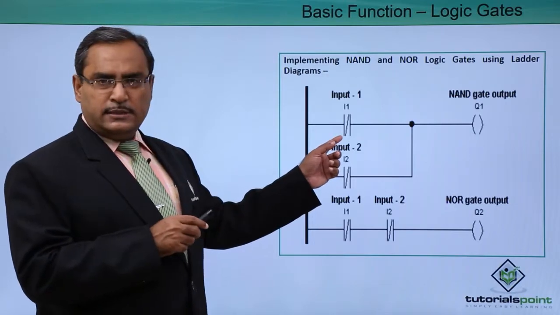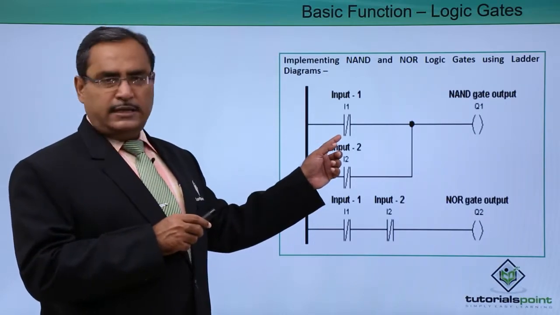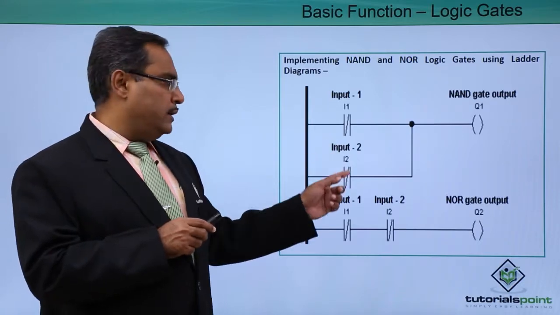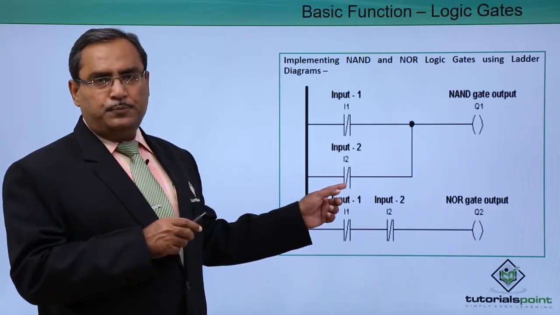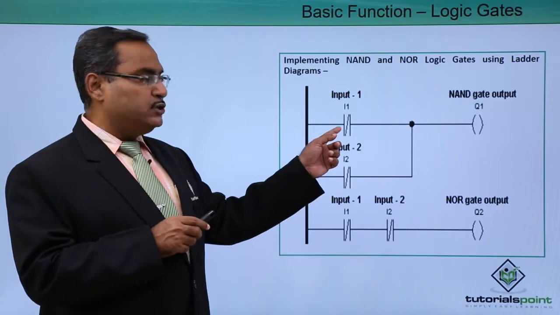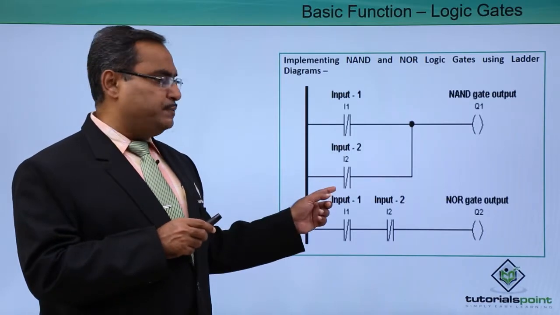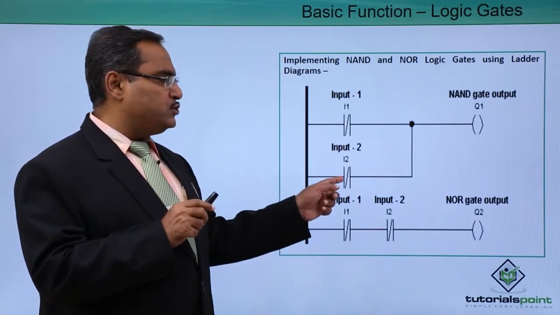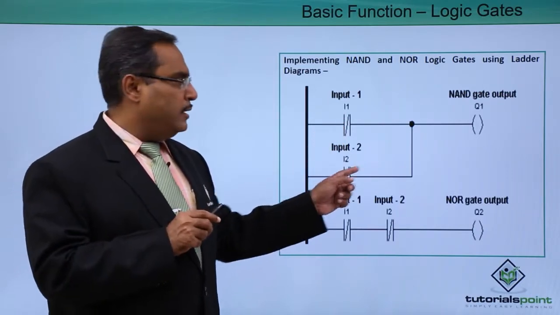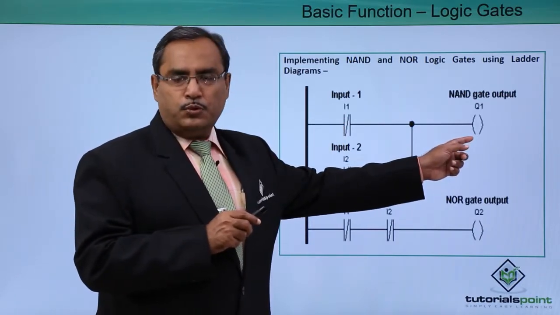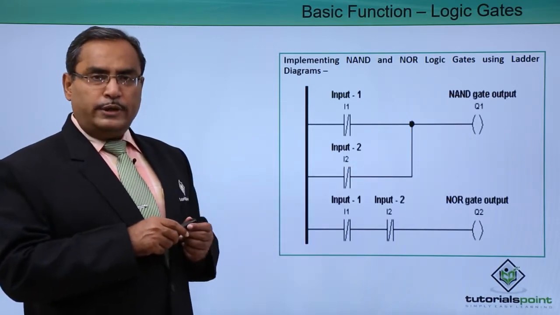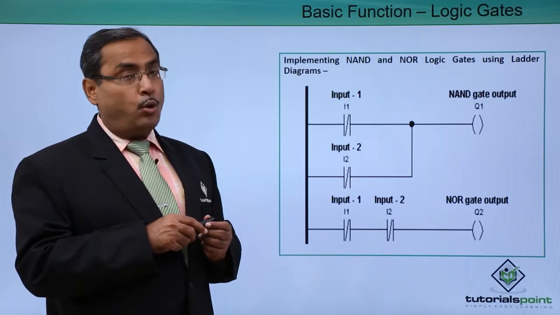A bar means I will be taking the NC, that is the normally connected, the break contact of input 1, and this is our break contact of input 2. This one is A bar, this one is B bar, but we need A bar plus B bar. That is why these two switches are working in parallel and this is our NAND gate output, depicted as Q1.